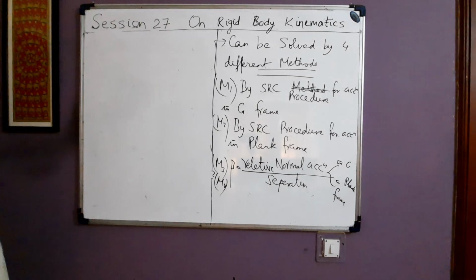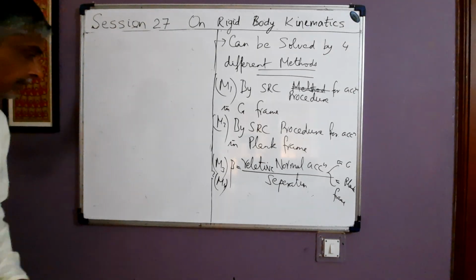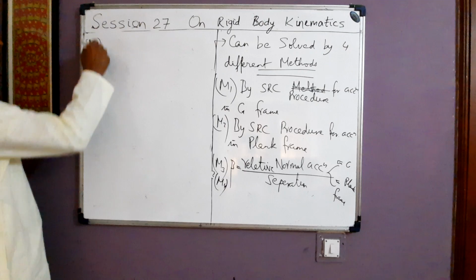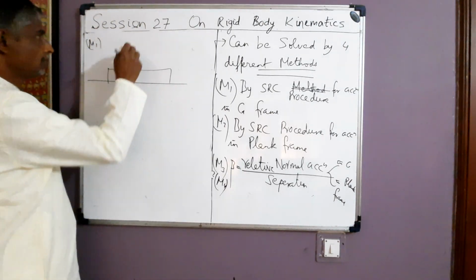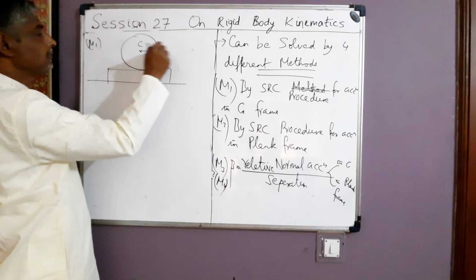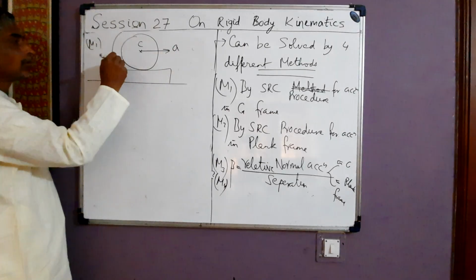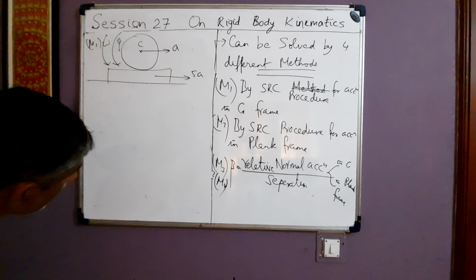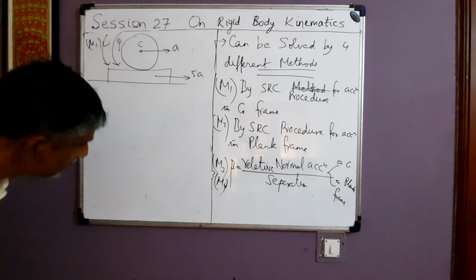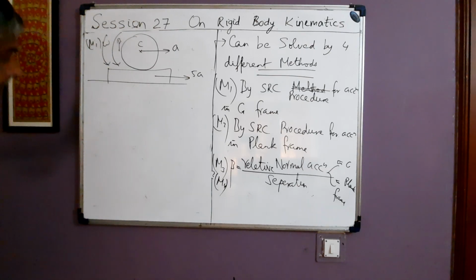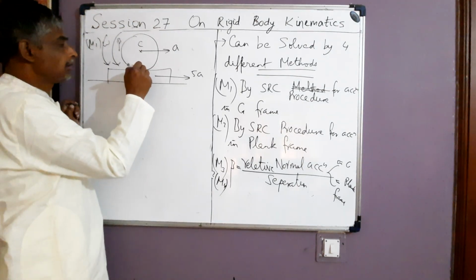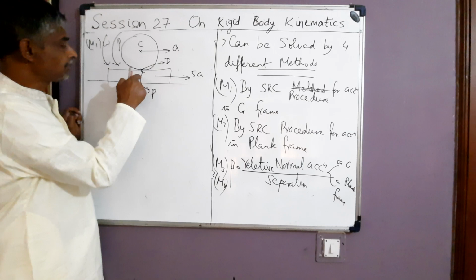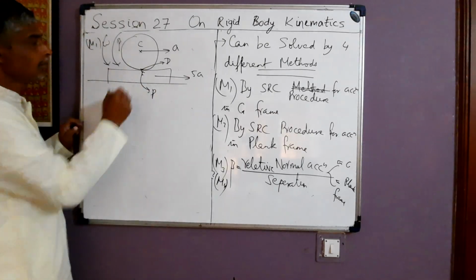I'll solve this by method 1. So I'll draw the diagram. Method 1, M1. This is the center C of the drum which moves at an acceleration A with respect to ground. Omega and beta are both anti-clockwise. The plank moves at an acceleration 5A with respect to ground. Here pure rolling takes place. Let us take this point to be D, the material point of the drum in contact with the plank, and P is the material point of the plank which is in contact with D.